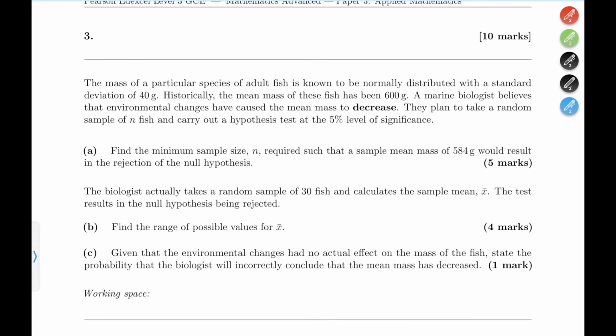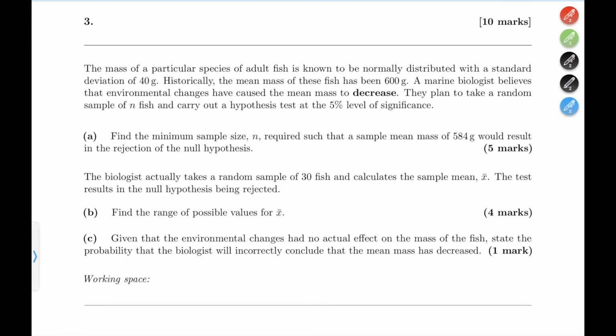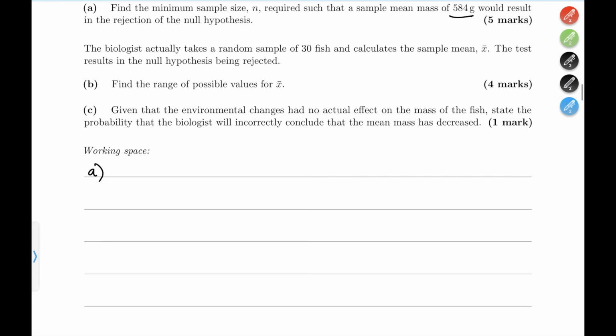The mass of a particular species of adult fish is known to be normally distributed with a standard deviation of 40 grams. Historically, the mean mass of these fish has been 600 grams. So let's highlight this key information. They believe that environmental changes have caused the mean mass to decrease. They plan to take a random sample of n fish and carry out a test at the 5% significance level. Find the minimum sample size such that a sample mean mass of 584 grams would result in a rejection of the null hypothesis. So let's start by defining our hypotheses.